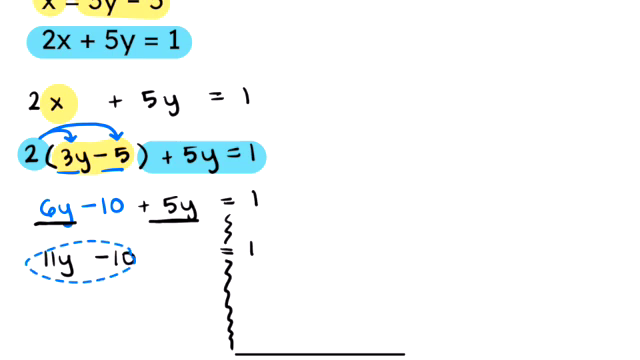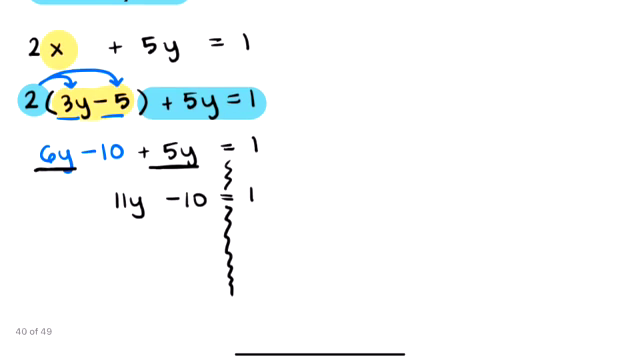I'm going to move this a little bit over here. Now we can start our typical solving from this much nicer looking equation now that we've distributed and combined like terms. We'll add 10 on both sides to get 11y equals 11.